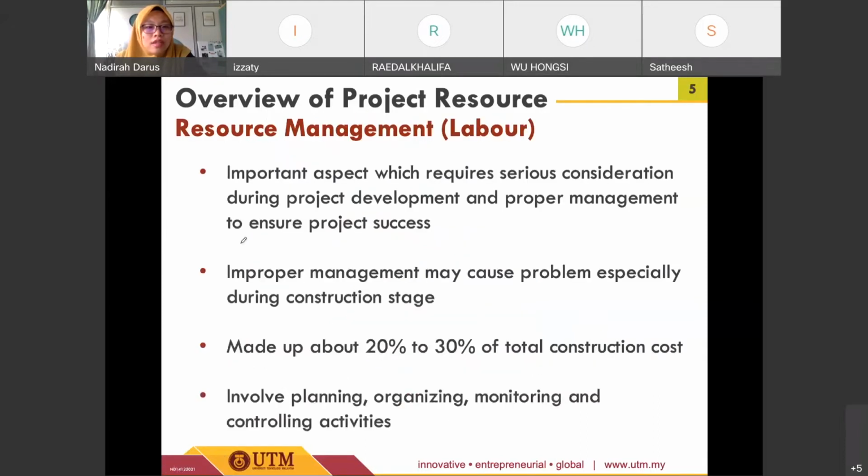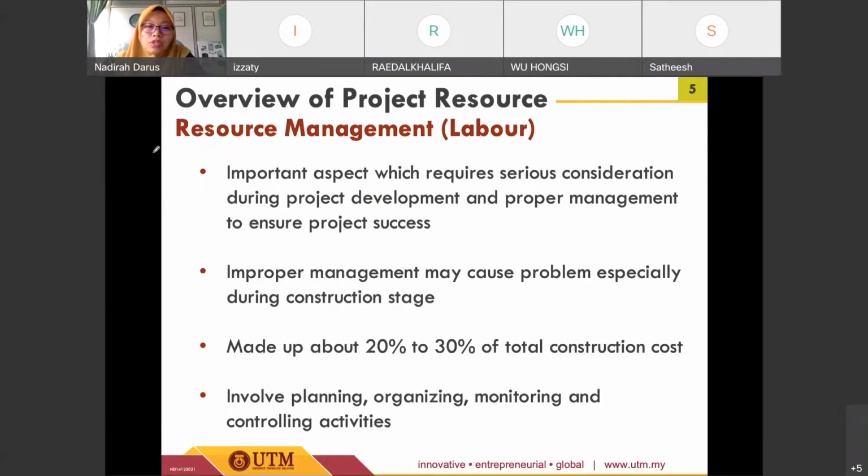The other thing is that this is related to resource management, which is specifically focusing on the labor or manpower. Planning or managing resources in terms of labor is actually an important aspect which requires serious consideration during the project development, and proper management is really needed because we need to ensure the project's success.